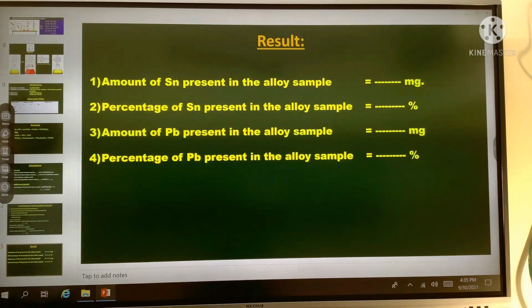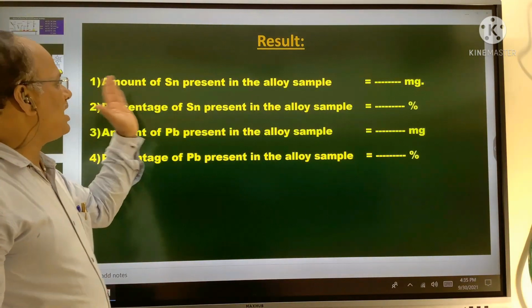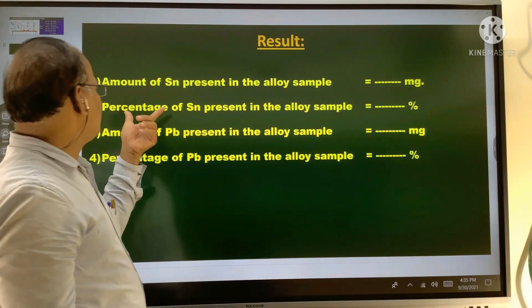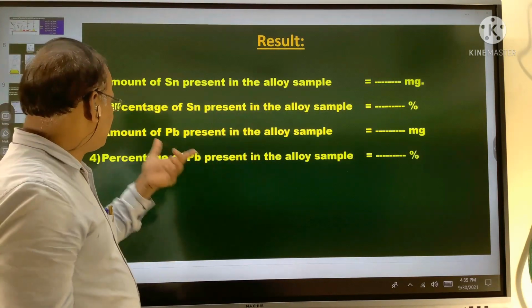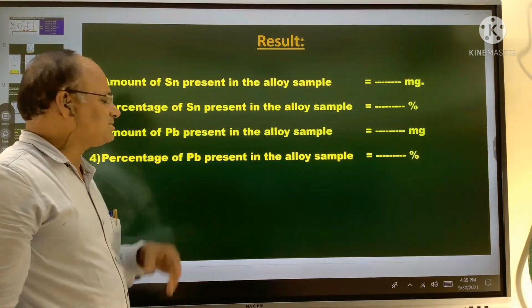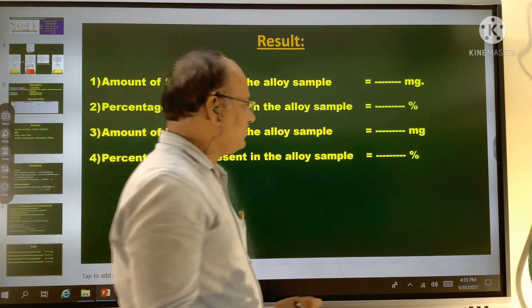आपको लास्ट में क्या लिखने का है, रिजल्ट लिखने का है. तो रिजल्ट रहेगा अमाउंट ऑफ द tin present in the alloy sample in a milligram, यहाँ पे दिया है. परसेंट ऑफ द tin present in the alloy sample, and the amount of the lead present in the alloy sample and percentage of the lead present in the alloy sample.